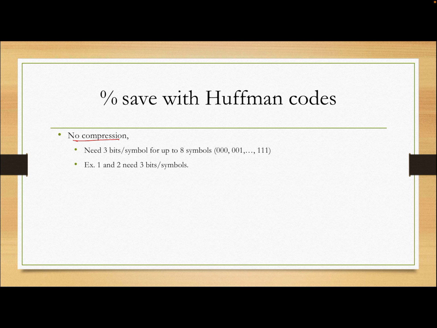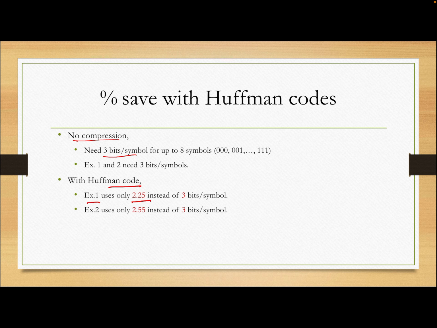Now, what is the percent saved by using Huffman coding? If no compression, we have the 5 symbol case and the 6 symbol case. Both cases need 3 bits to represent them, because 2 bits can represent only 4 symbols. So if no compression, 3 bits per symbol. With the Huffman code, example 1 uses 2.25 bits per symbol instead of 3 bits per symbol. Example 2 uses 2.55 bits per symbol.